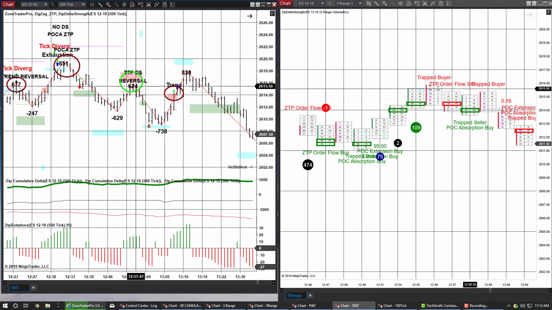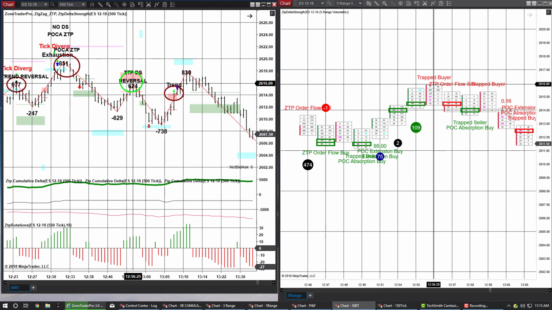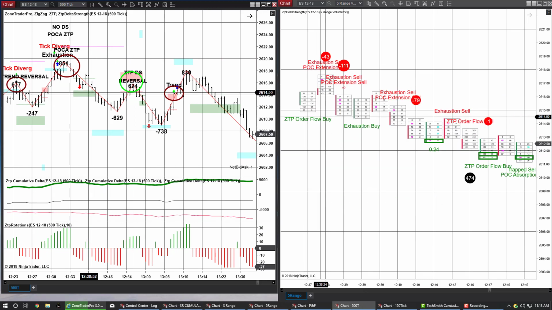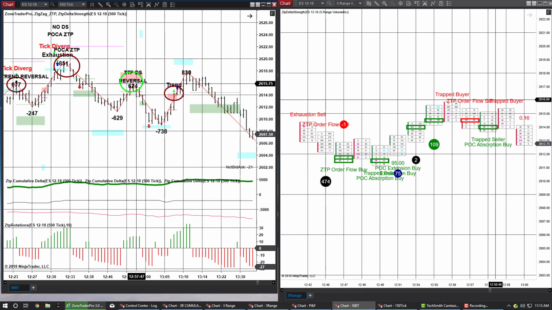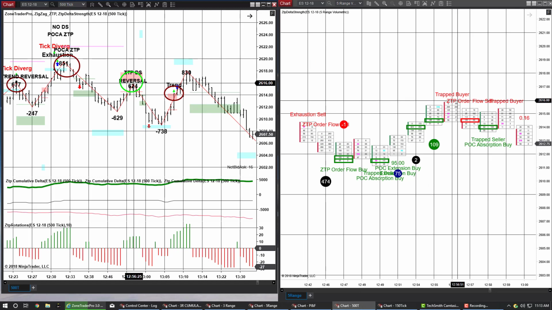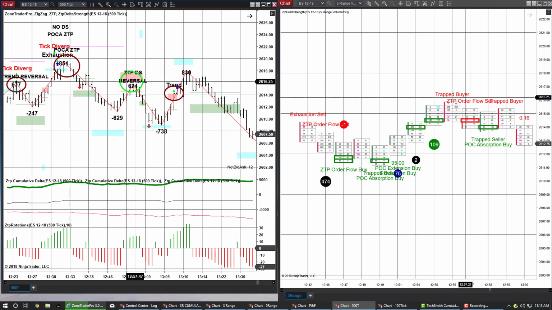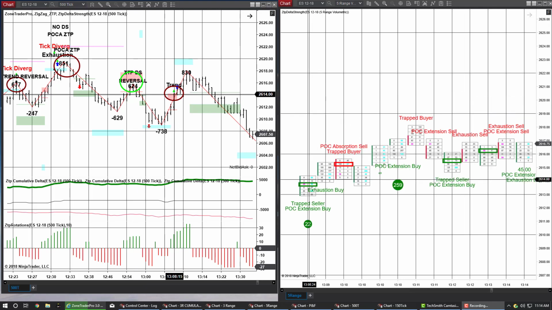We next see a reversal trade here because of this trend trade that failed, and with that reversal trade, we see both a ZTP order flow and a trapped buyer, along with delta strength on the point and figure chart. Next, we have a trend trade that failed because there was no order flow.